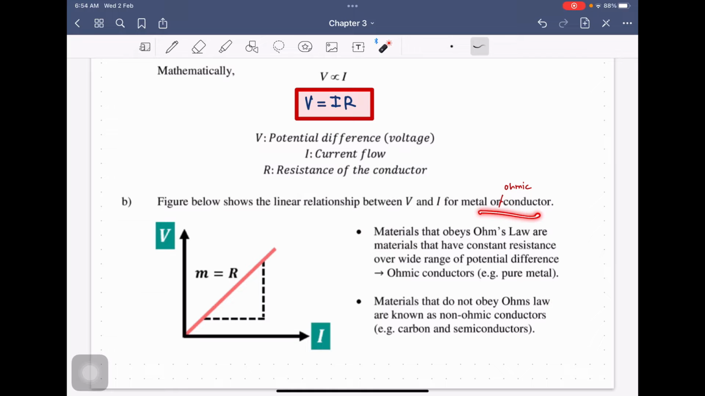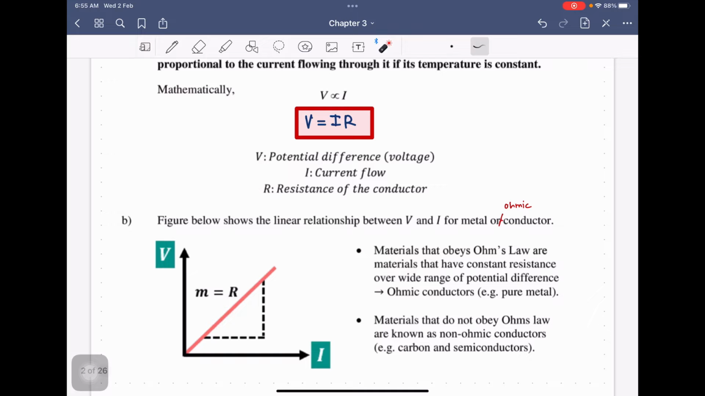Okay, tolong tambah kat sini tertinggal perkataan ohmic conductor. Okay. Material that obeys Ohm's law are material that have a constant resistance over wide range of potential difference. Ini kita kata adalah ohmic conductor. Tapi materials that do not obey Ohm's law are known as a non-ohmic conductor. Okay, ini adalah contoh non-ohmic conductor. Okay, ini adalah linear relationship between V and I. Alright, voltage and current. And the gradient of the graph adalah sama dengan resistance of the conductor.